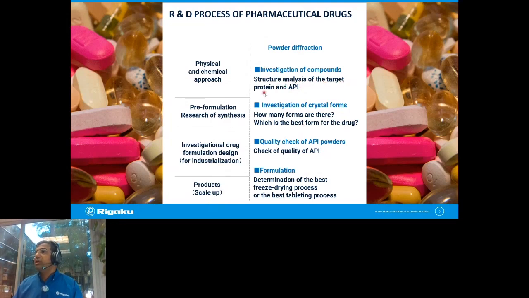Structure analysis of the target protein and API, which is included in the investigation of the compound. How many forms are there? The polycrystalline forms of the API, which is the best form of the drug, which is included in the investigation of the crystal forms. And then quality check of API powder, check of quality of API, the formulation, which is determination of the best freeze drying process or the best tableting process.